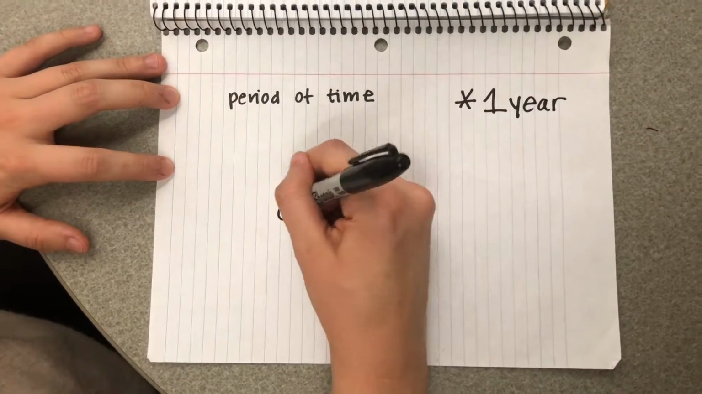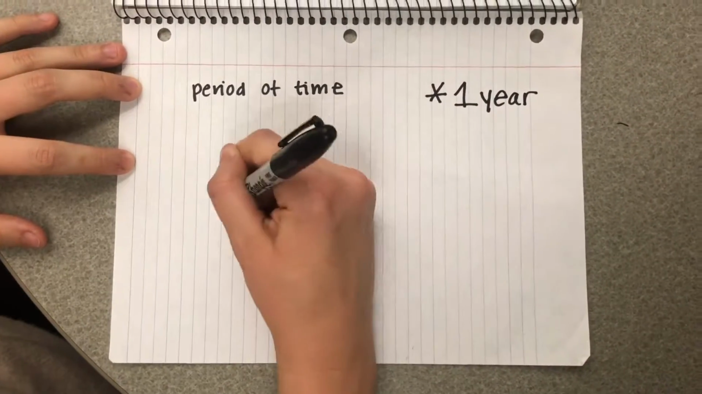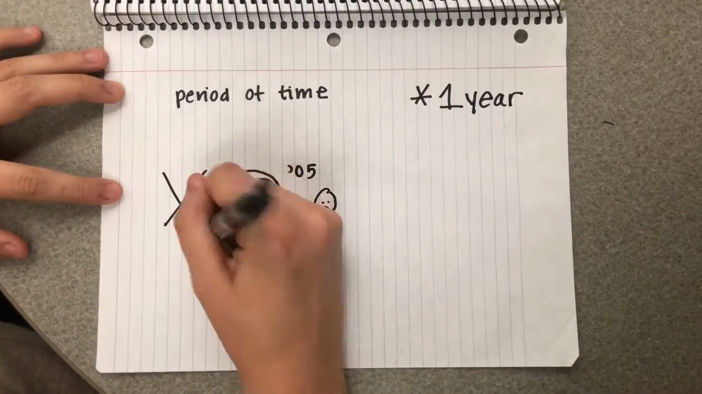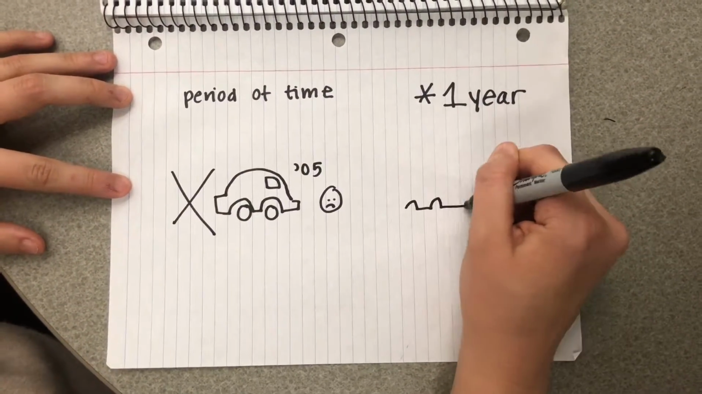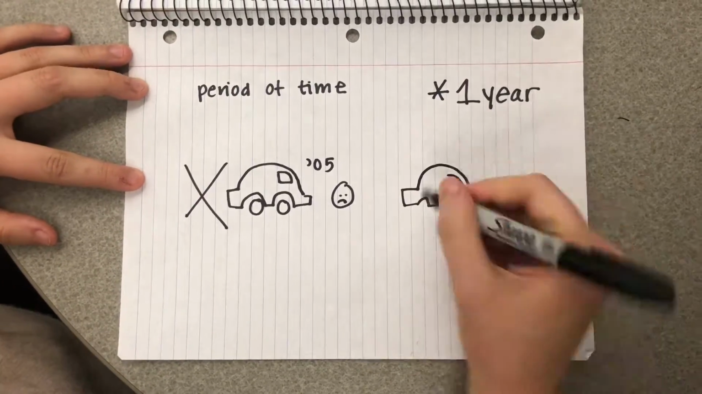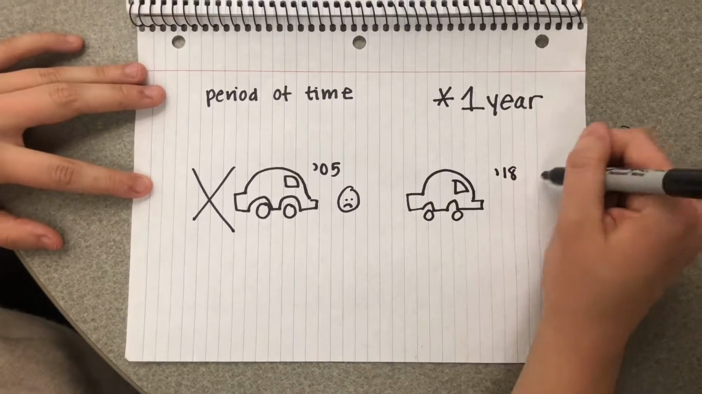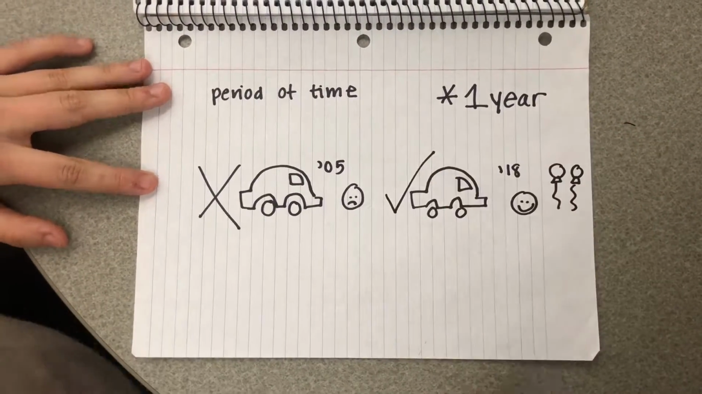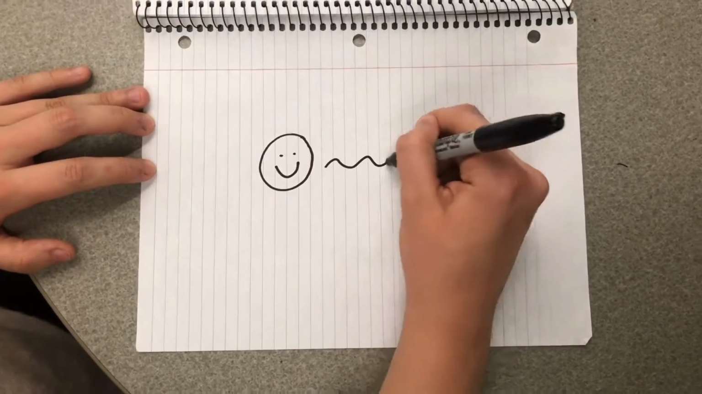So say it's your 16th birthday and your parents are buying you a car. If they were to buy you a car produced in 2005, you'd be pretty sad because it might be kind of old. But it also wouldn't be counted in the GDP because it wasn't produced in that year. If you were to get a car that was produced in 2018, it would count, and you get a nice new car.